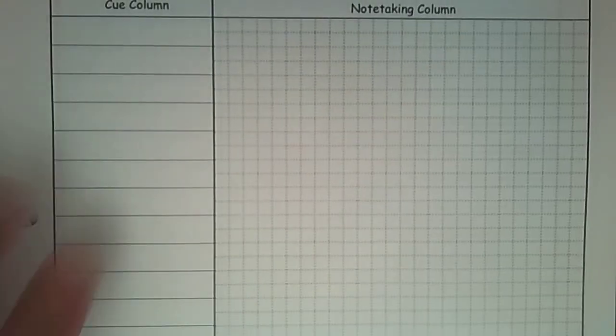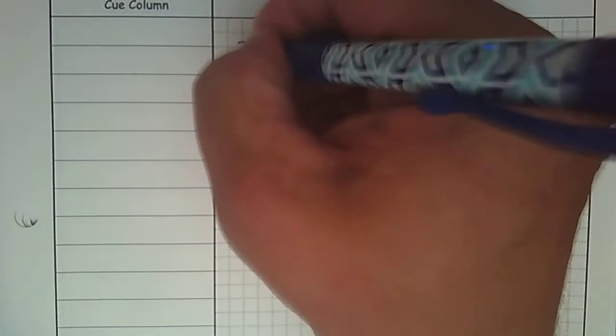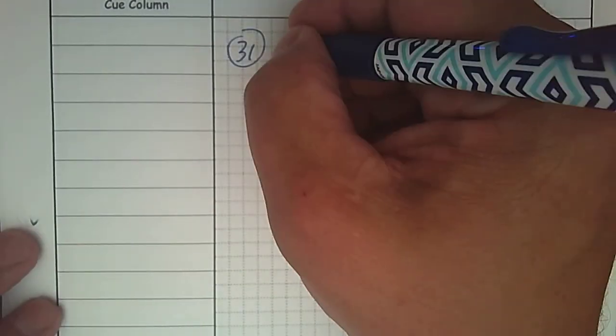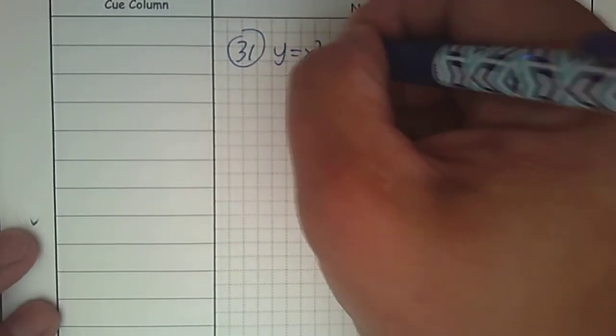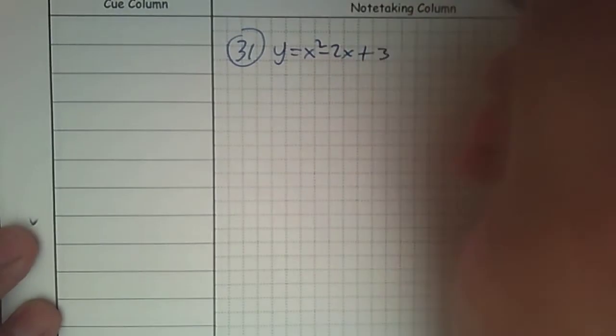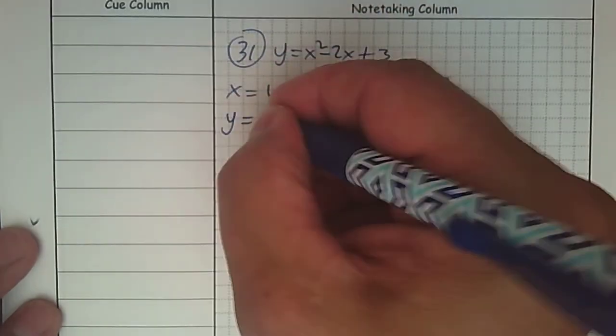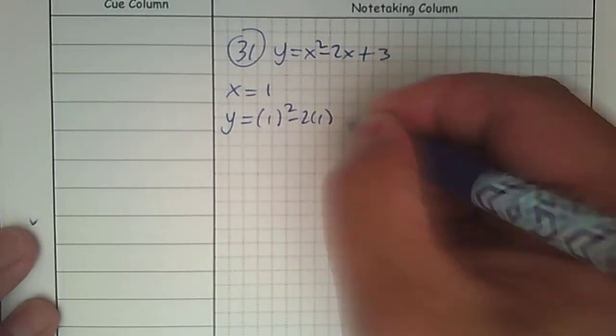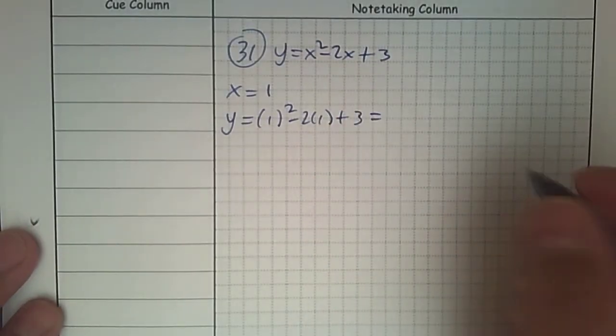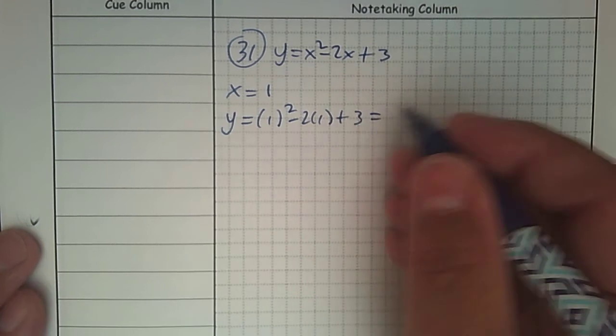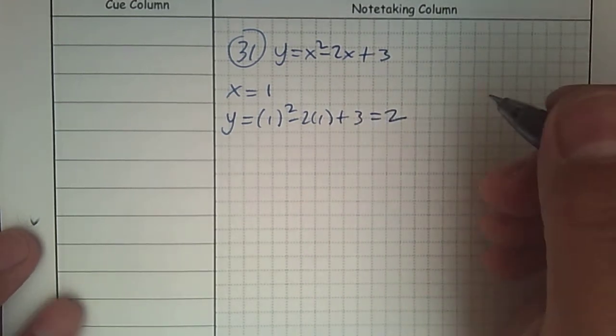Number 31. Tangent. So we have y equals x squared subtract 2x plus 3. So I know x is equal to 1. I need to find the y coordinate. So I'm just going to plug 1 into the function. What's the y coordinate when x is 1? So it's 1 take away 2 plus 3. So that y coordinate is positive 2.